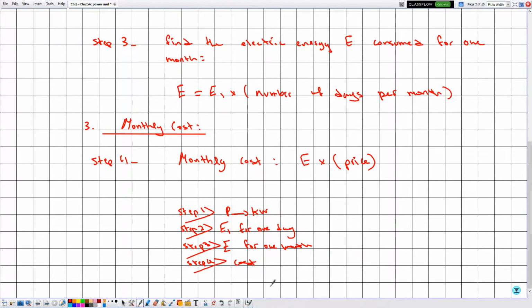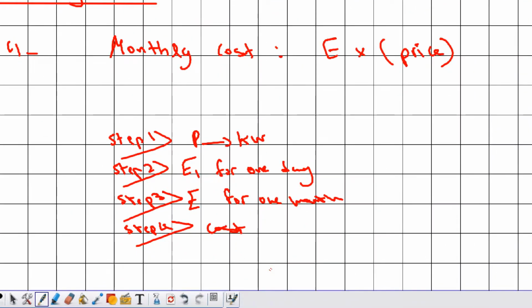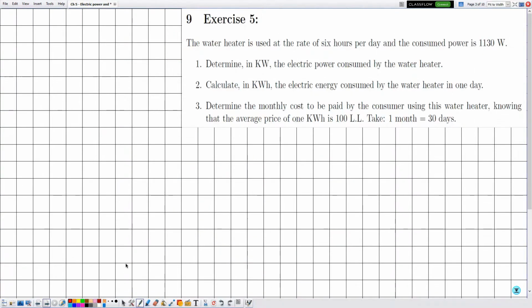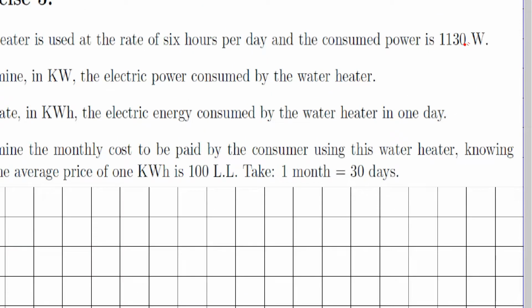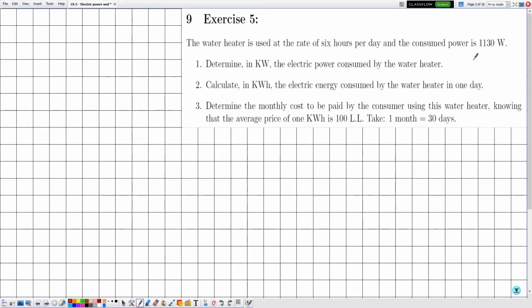Now we will follow these different steps in any exercise related to calculating the electric bill, such as exercise number 5 in section number 9. They are telling me the water heater is used at the rate of 6 hours per day and the consumed power is 1130 watts. Now the moment they mentioned hours and the power, it means that we are interested in calculating the electric bill, so let me write the answer of exercise number 5 and start by writing the given properly. We have that T is equal to 6 hours.